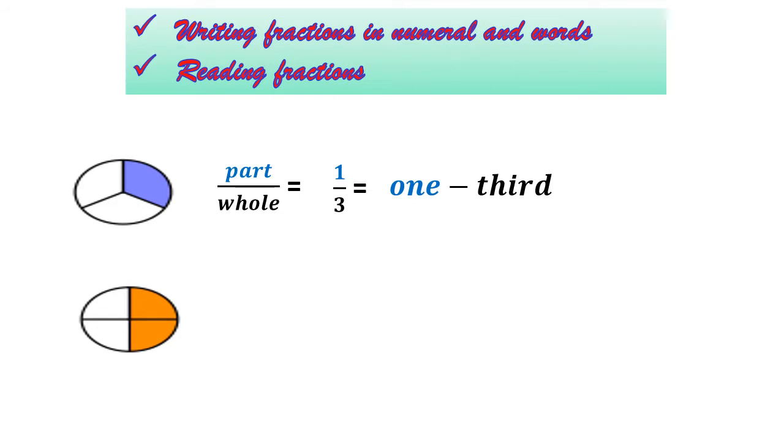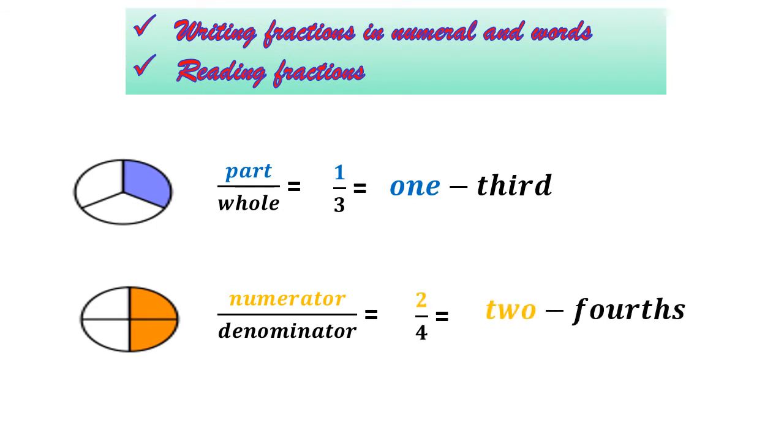Yes, we have shaded part over whole, or we have numerator over denominator. So how do we read this one? Yes, we can have 2/4, or we can say 2/4. You have some more?